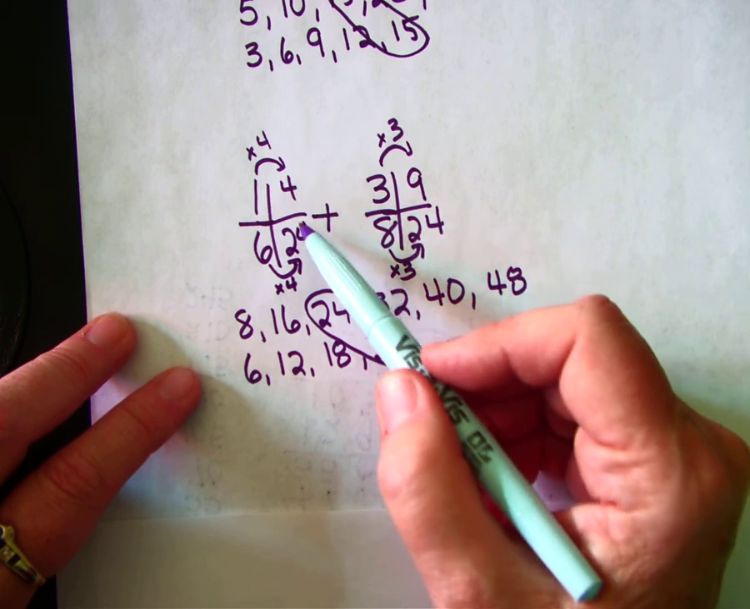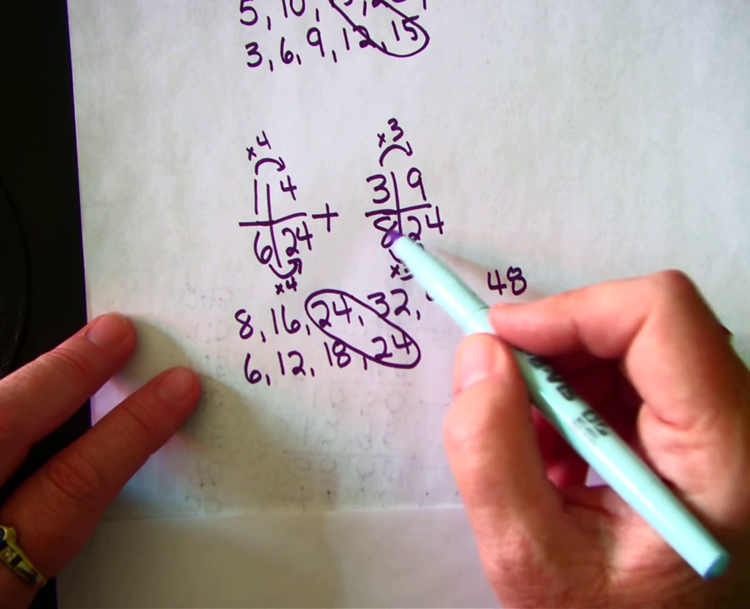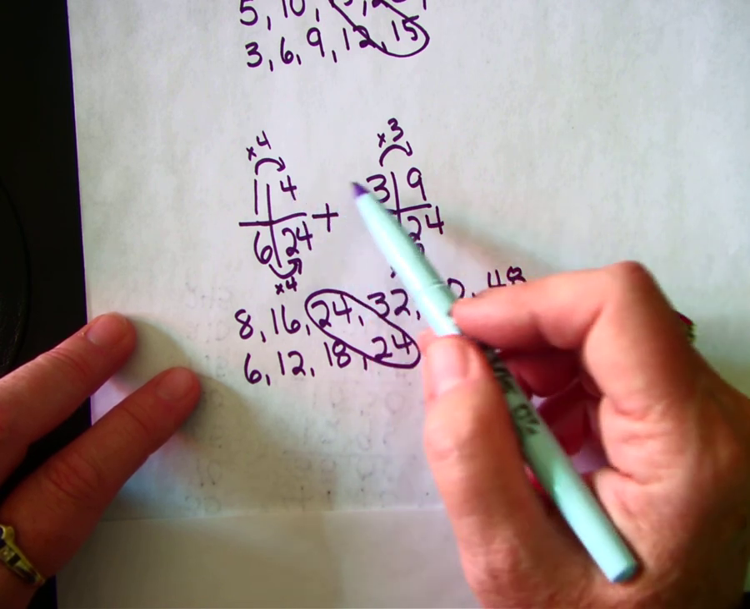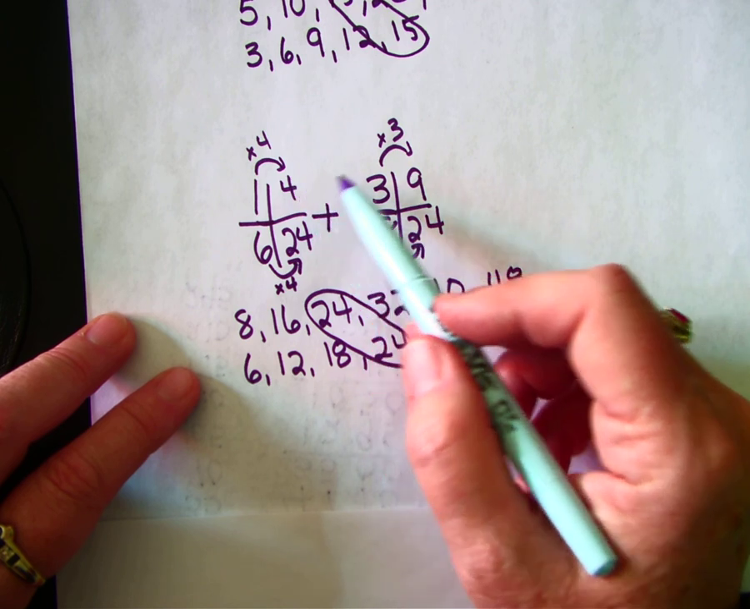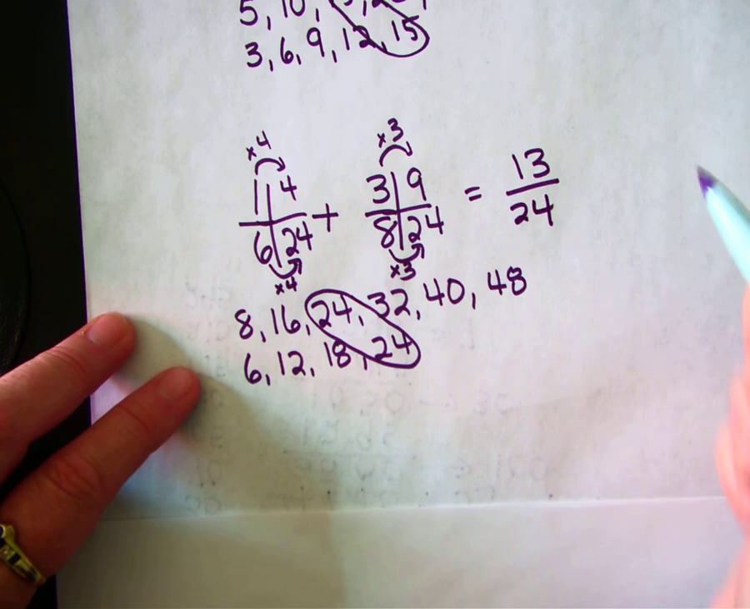So once again, I have 4 over 24 plus 9 over 24. My denominators are the same. They tell me about the size of my pieces. My numerators tell me how many I have. I have 4 here and 9 here, so I have a total of 13 over 24.